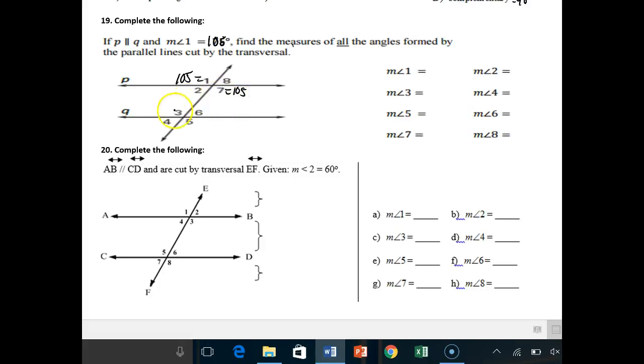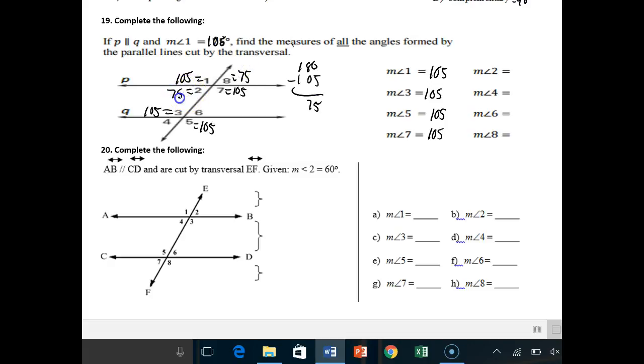That would be vertical with 7, alternate interior with 3, or corresponding 1 and 3, right? And then 5 would be 105, alternate exterior, or corresponding with 7, or vertical with 3. All right, so these are all 105, 105, 105, and 105. And then to find the other one, it's 180 minus 105. Obviously that gives us 75, so every other angle is 75 degrees.